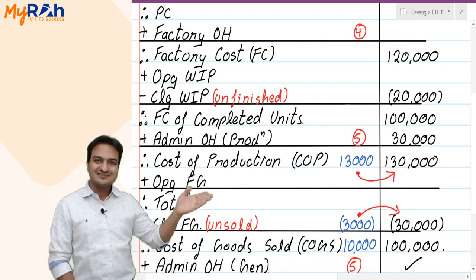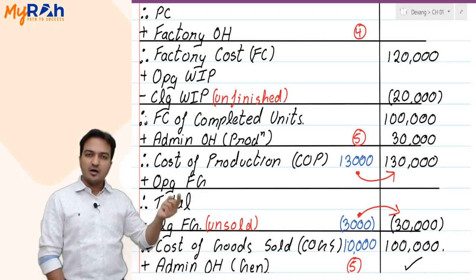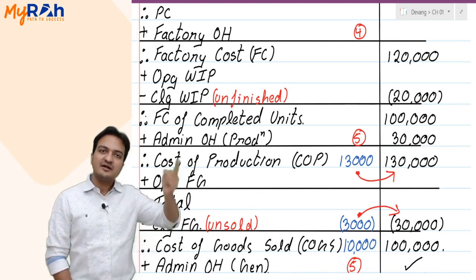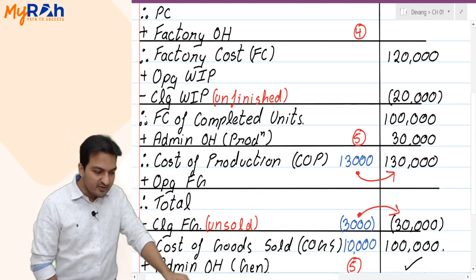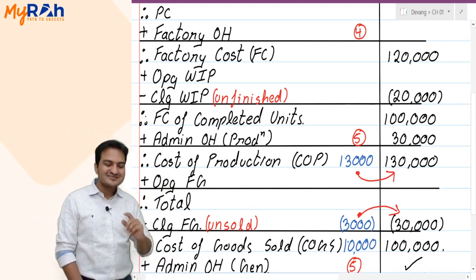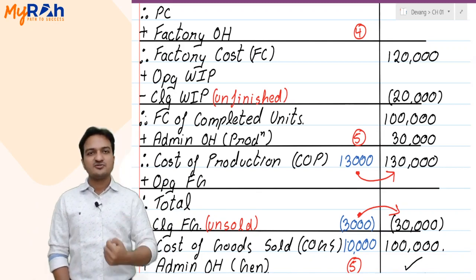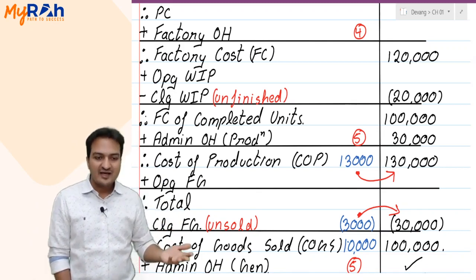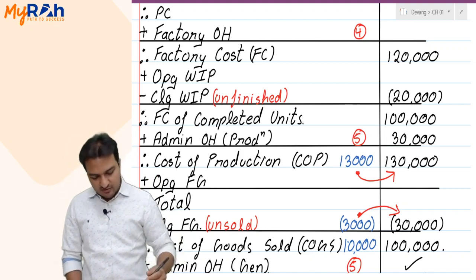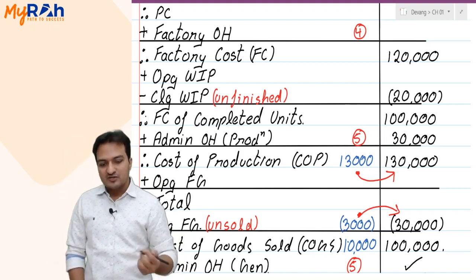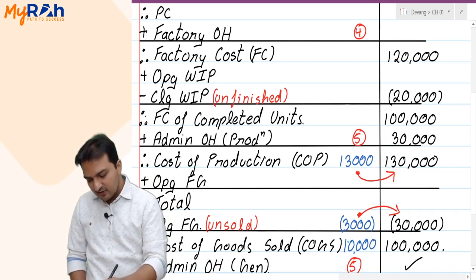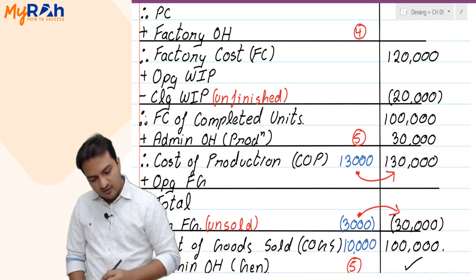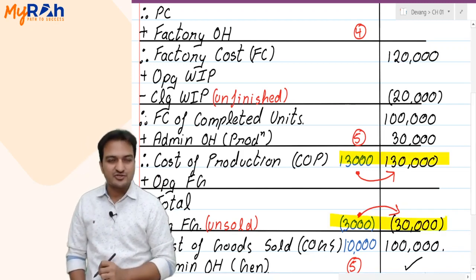Why? Because this 3,000 is unsold out of that total 13,000. This 3,000 is the unsold units out of that total 13,000 only. Now, if this 3,000 is out of that 13,000, so naturally for these 3,000 units, it will have the same cost as the cost of those 13,000. Hence, I did this calculation proportionately.